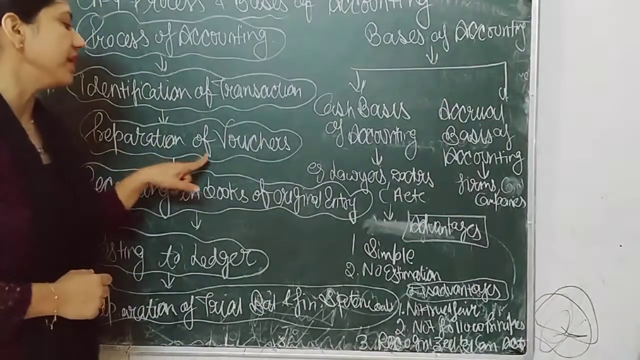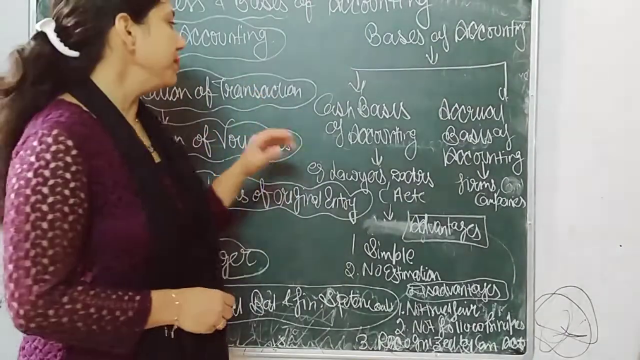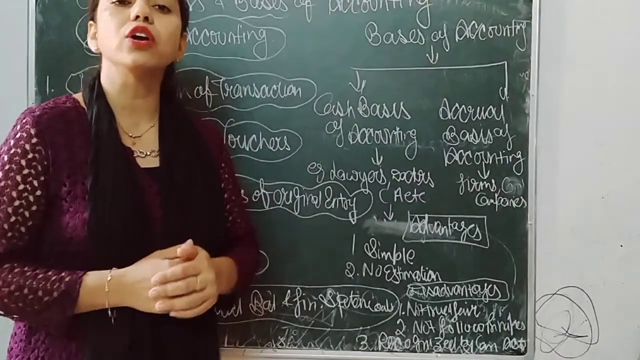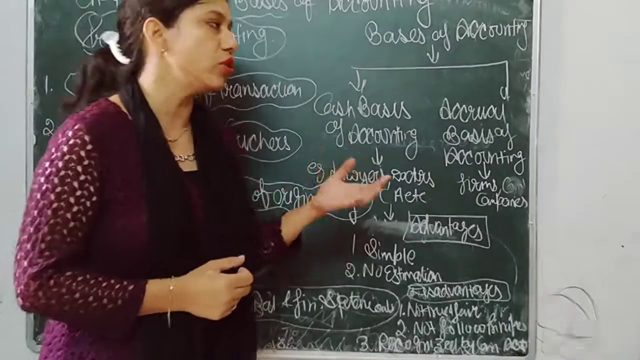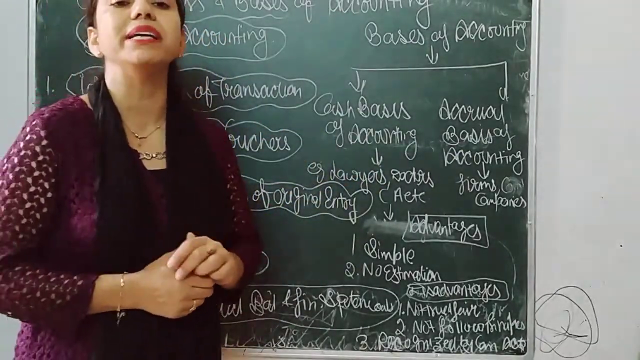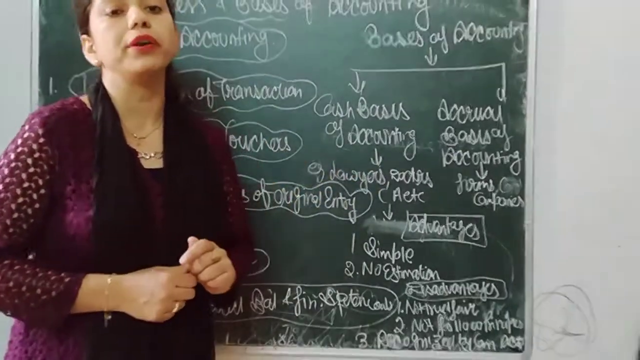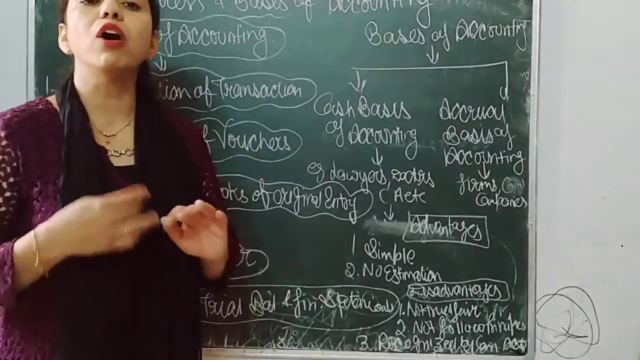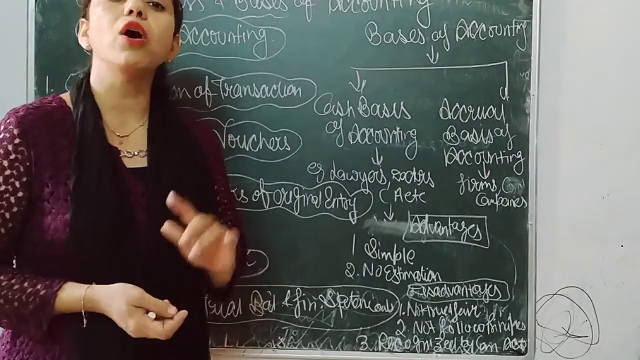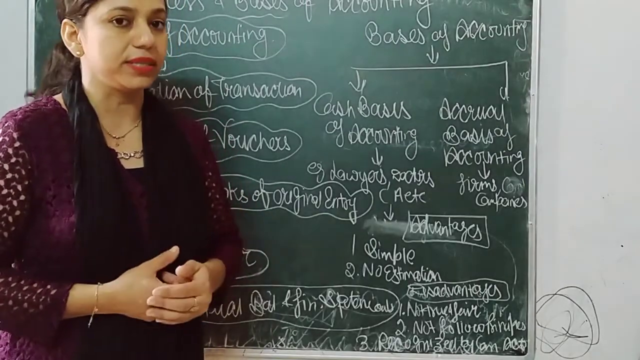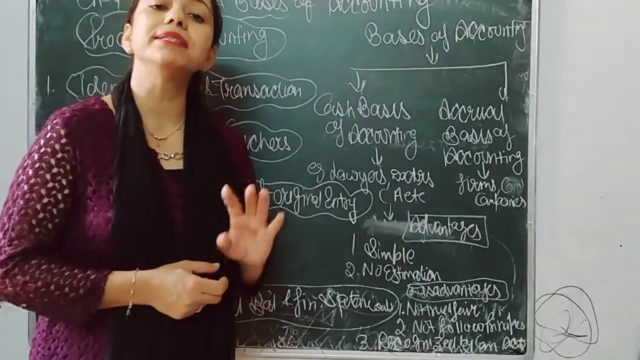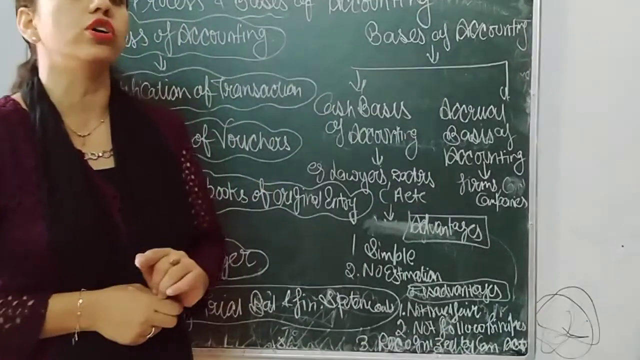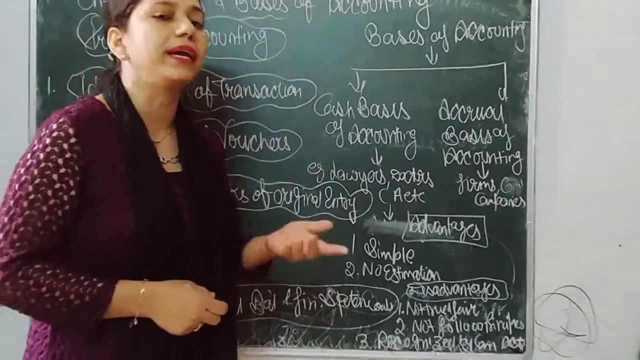Next we have preparation of vouchers. When we identify the monetary transactions, these transactions are recorded in source documents. Source documents means those documents in which the transaction is recorded for the first time. After preparing source documents, vouchers are prepared. Vouchers are the authenticated proof of any transaction, and vouchers are printed separately by the firms, and are arranged in chronological order, that means date wise.